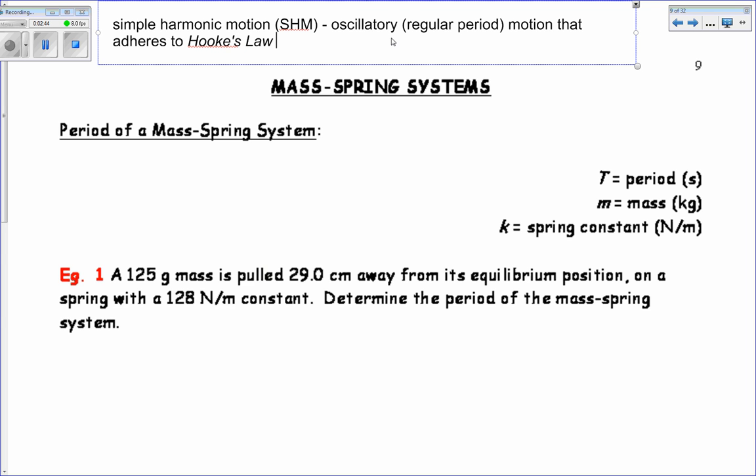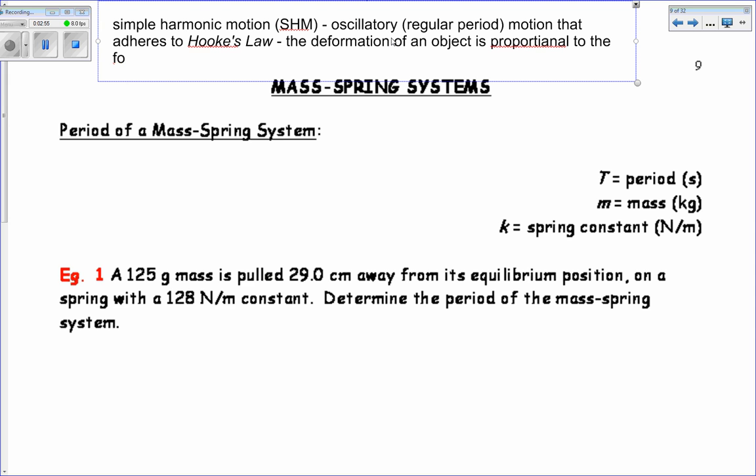Hooke's law says that the deformation of an object is proportional to the force causing the deformation. So that just means that when you pull a spring out to its fully stretched position, or compress it to its fully compressed position, then the amount that it's deformed, the amount that it's moved from the equilibrium position, is directly proportional to the force that you've applied to get it there.